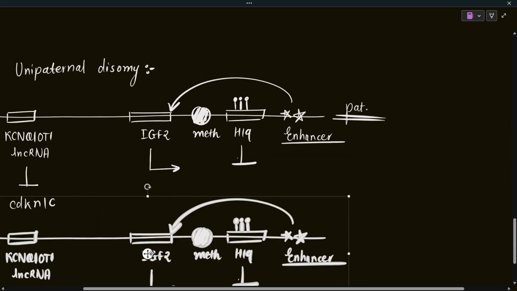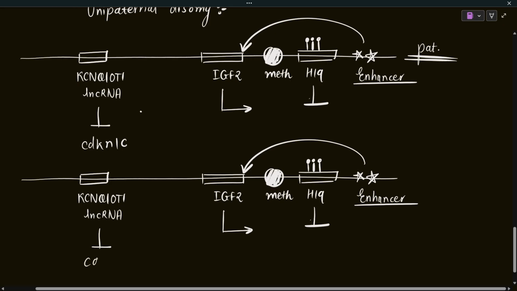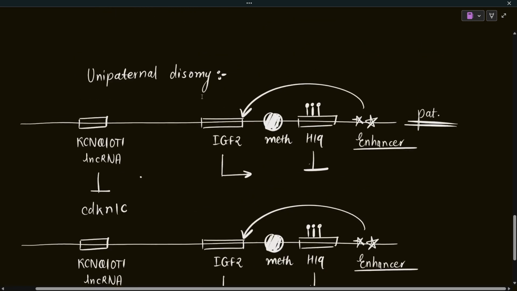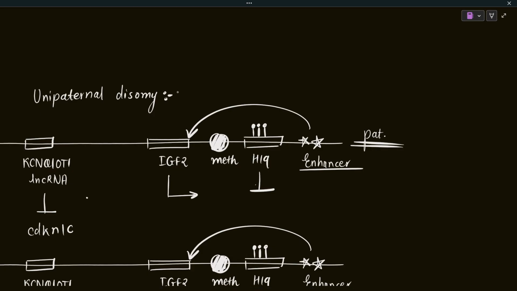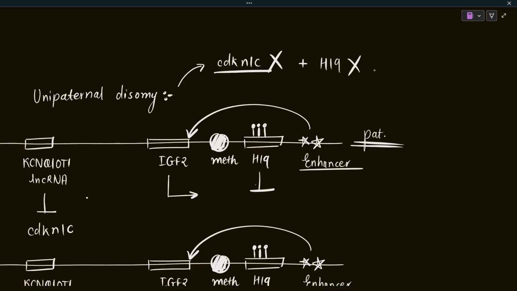So let's say that this thing is repeated. Both of the alleles are going to express KCNQ1OT1, which is going to inhibit CDKN1C. Both of them are going to express IGF2 and suppress H19. So in unipaternal disomy, there will be no CDKN1C, there will be no H19, and there will be elevated expression of IGF2. So IGF2 expression will increase.